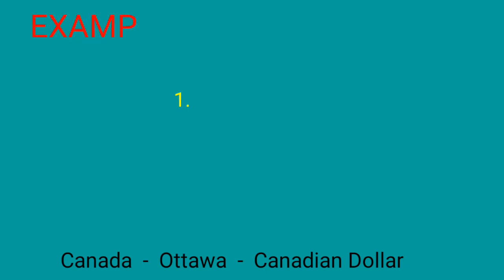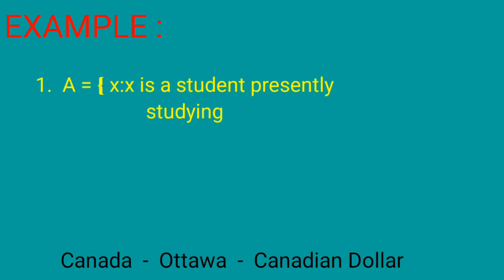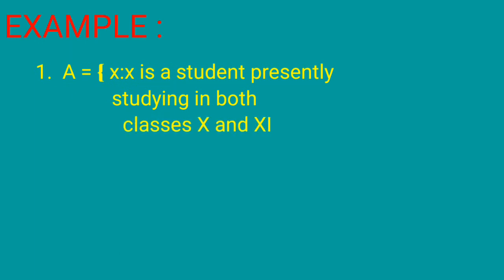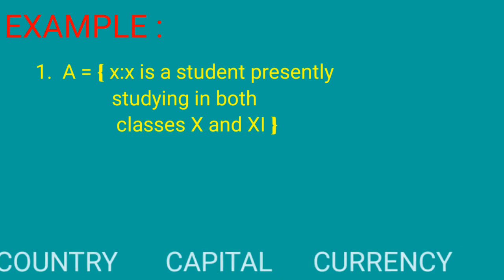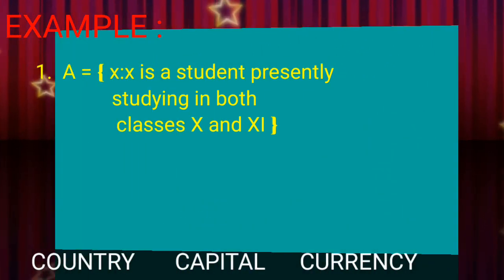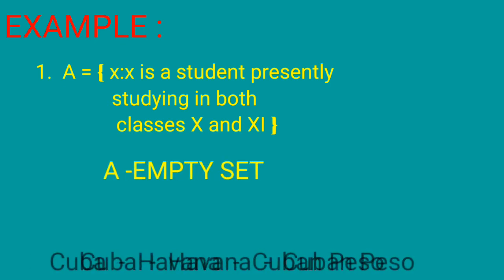Example number 1. I am taking a set A, that is the set of all x such that x is a student presently studying in both classes 10 and 11. As you see here, this is not possible. One student studies in one class, not in both classes. So A does not have any element, because an element of A is not possible. So A is considered an empty set.